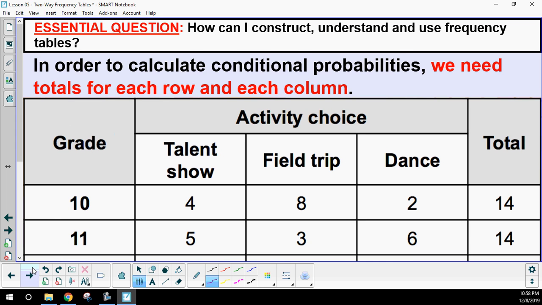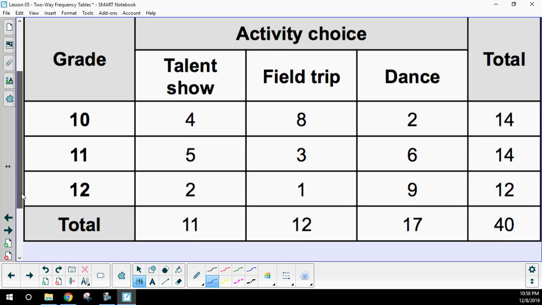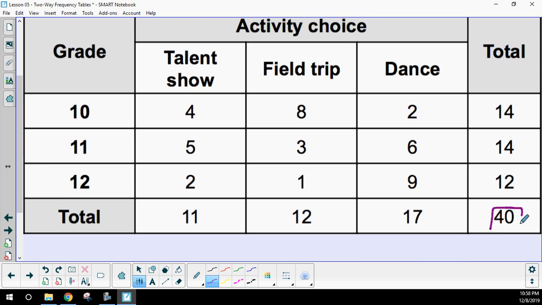So, if we put the totals at the end, notice they should add up to 40. That's how many people were surveyed.